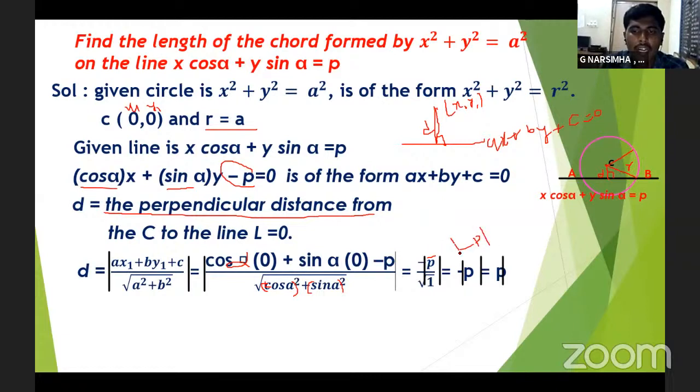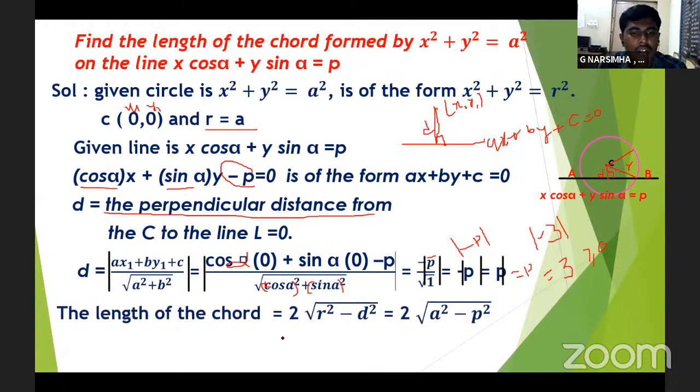Here we are finding the perpendicular distance. The distance is either 0 or more than 0, but not negative. Hence, we are taking the modulus symbol. Here, modulus of minus p is p. For example, if you get the distance value as modulus of minus 3, you can write modulus of minus 3 as plus 3. Therefore, here d is equals to p.